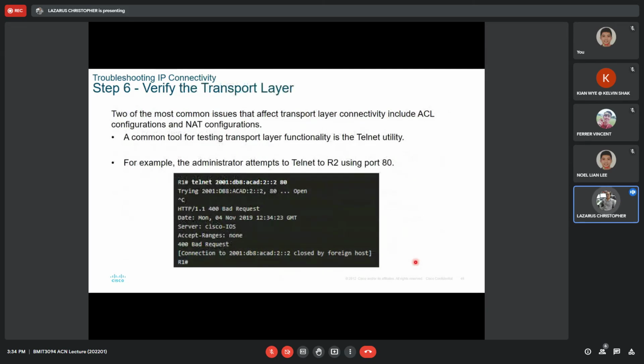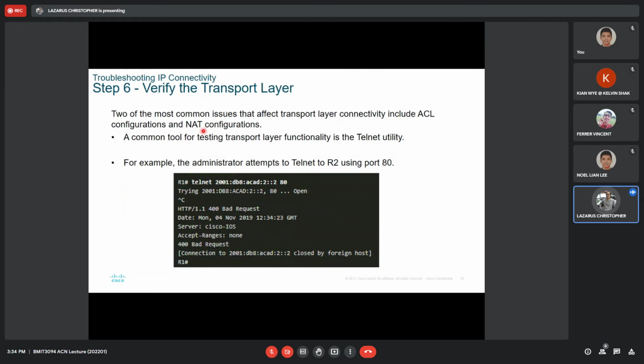Step 6, you can verify the transport layer. At the transport layer, you have to check your ACL. This is very common, because ACLs work like a Venn diagram: the options that you put in one entry can affect the next entry, and the next. So it's very easy to make a mistake in the formulation of an ACL entry. So check whether your ACL is correct or not.